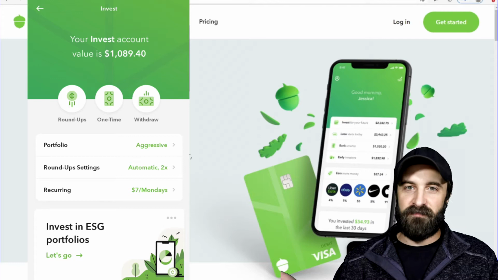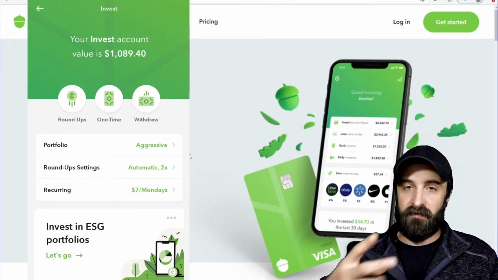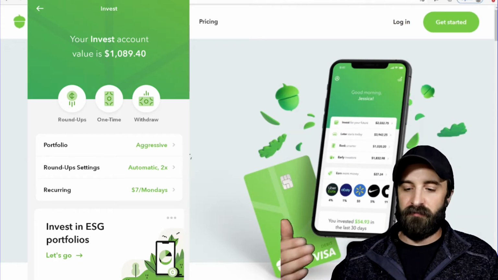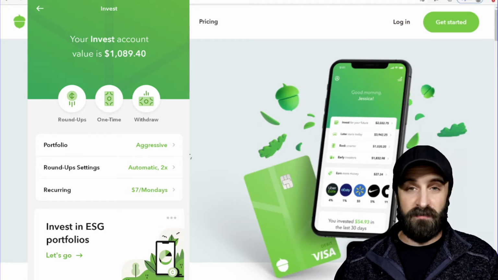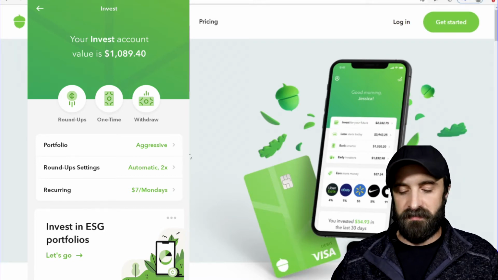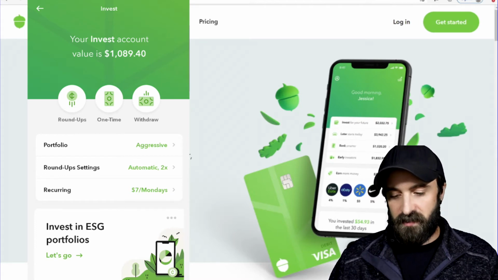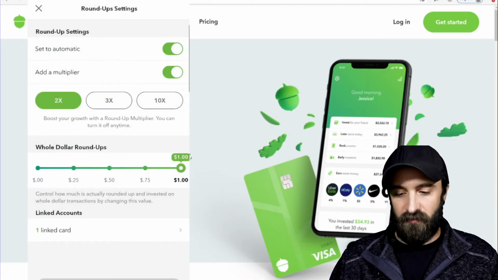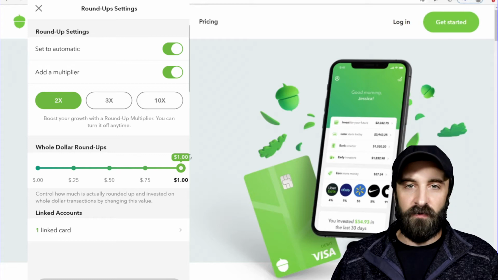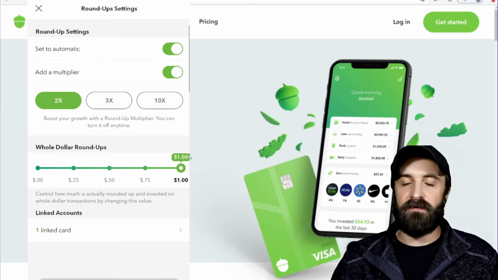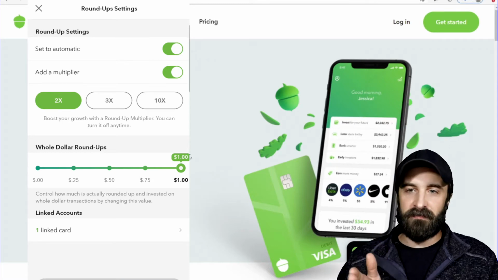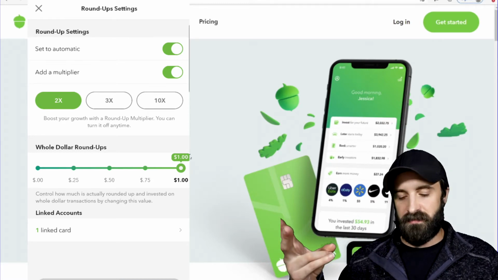So if I pay $5.75 for something, it's going to round up the 25 cents to the nearest dollar, but it's also going to double it because I have it set on 2x, so it's going to round up 50 cents instead of the 25 cents. And you can go in and change all of this stuff. If I want to change the roundup settings, I can go to 3x, 10x, 2x, or I can turn it off. And then you can also set different intervals for where you want it to round up at 75, 50, 25, but I have it set up at $1.